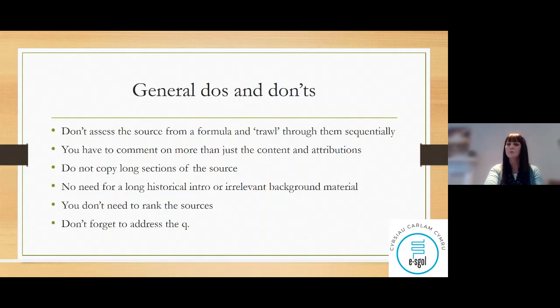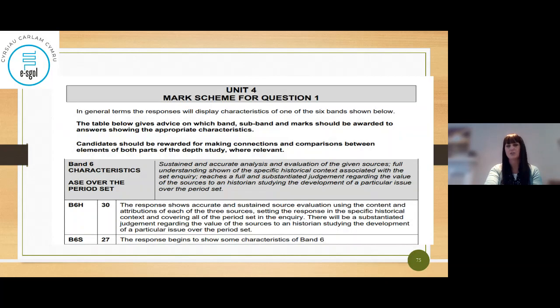You need to comment on more than just the content and the attributions. Don't copy long sections of the sources out. There's no need for a long historical introduction or any irrelevant background material. You don't need to rank the sources. Don't forget, you need to address the actual question.